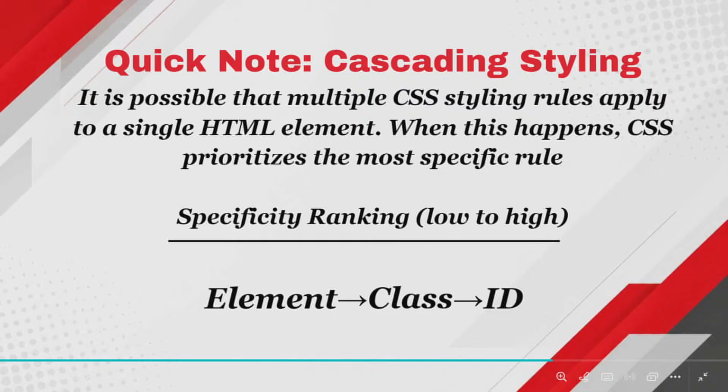It would go with the class. The reason for that is because CSS prioritizes specificity. So it picks the most specific rule. A class is more specific than a generic element, and so it chooses to go with the class styling instead of the element style. And then the ID is the most specific, so that would be prioritized over class styling.